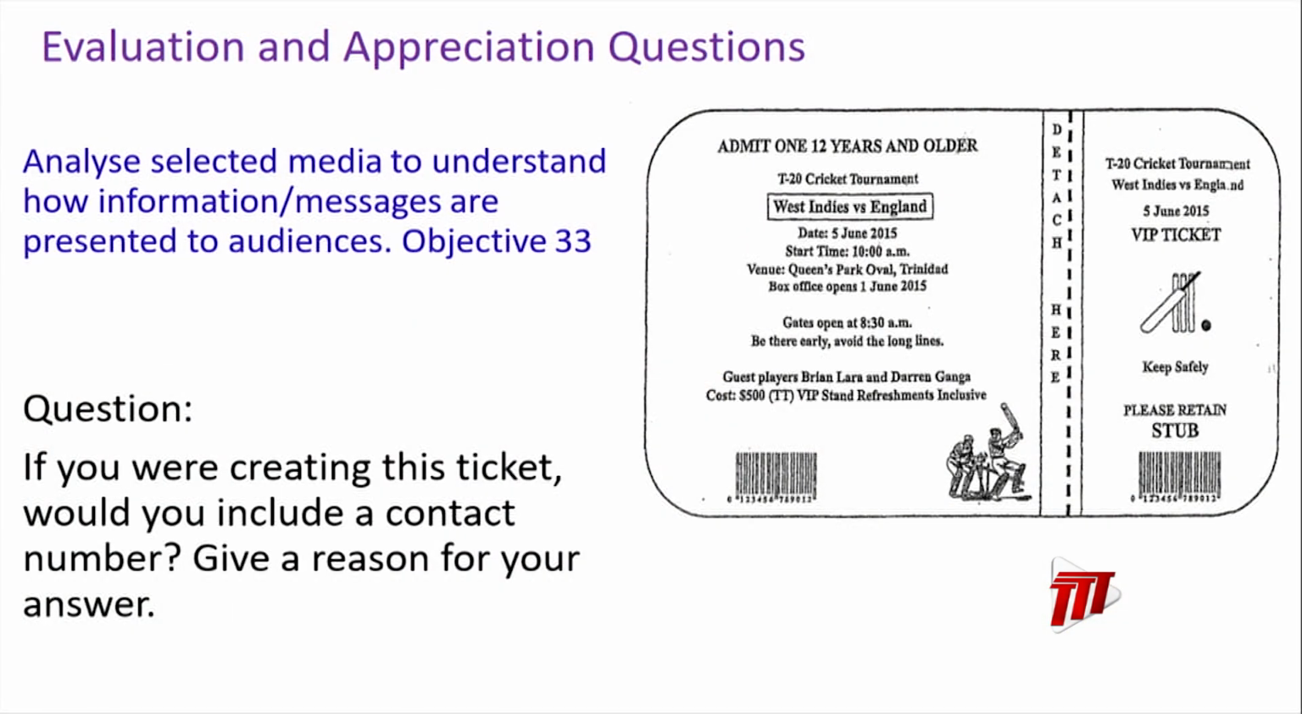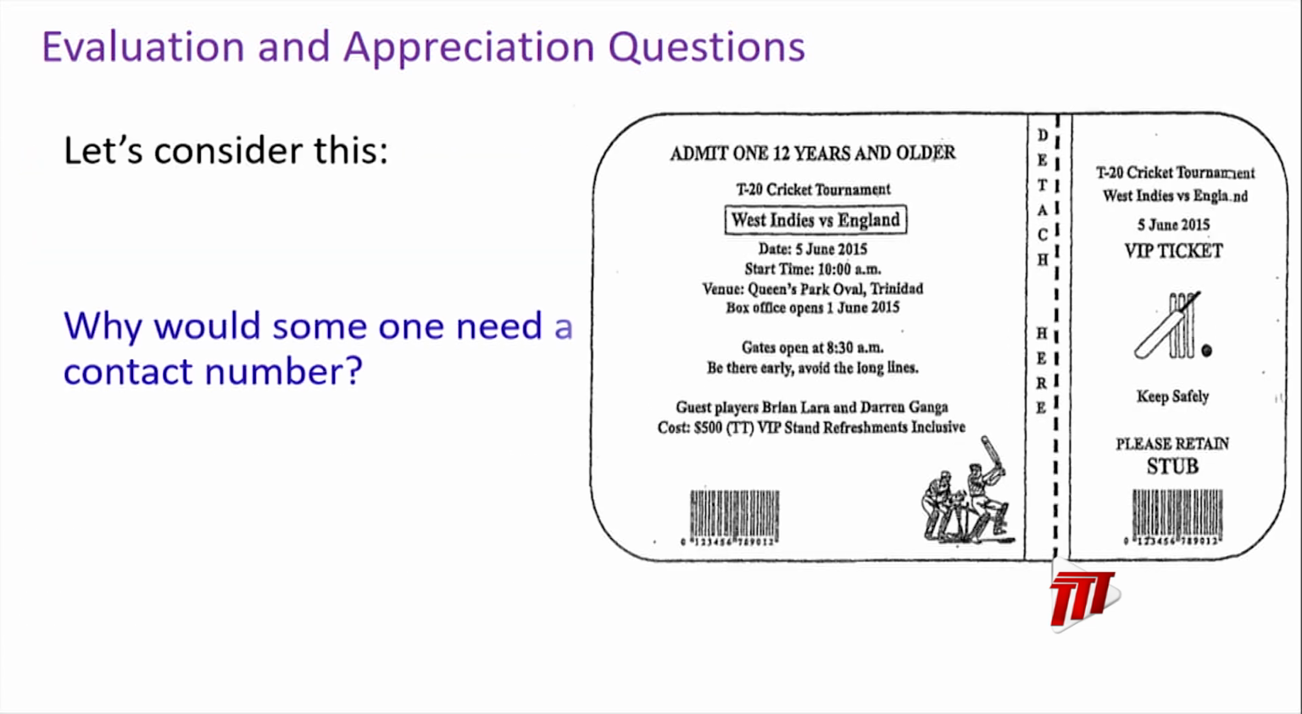An example of a question for this objective would be, if you were creating this ticket, would you include a contact number? Give a reason for your answer. Again, I'll read that question. If you were creating this ticket, would you include a contact number? Give a reason for your answer. Let's consider this. Why would someone need a contact number? Why would someone need a number to call the box office regarding the T20 cricket match?